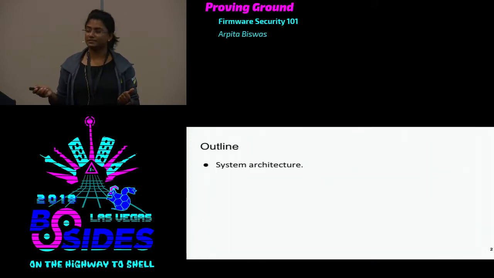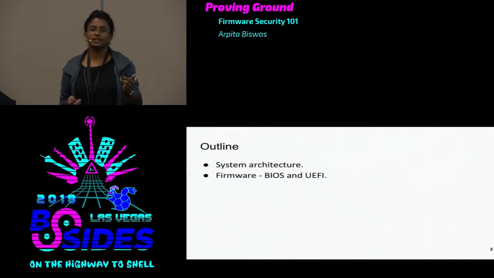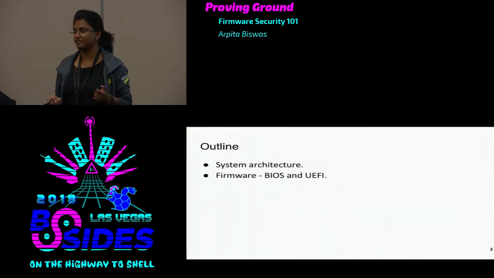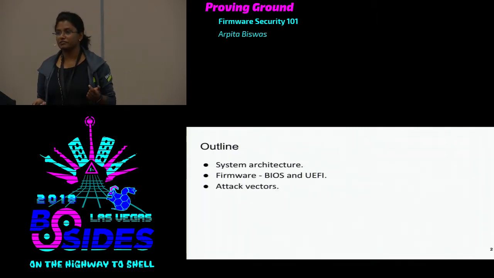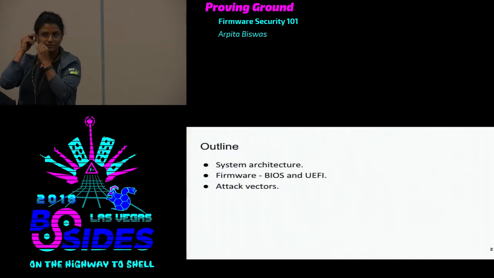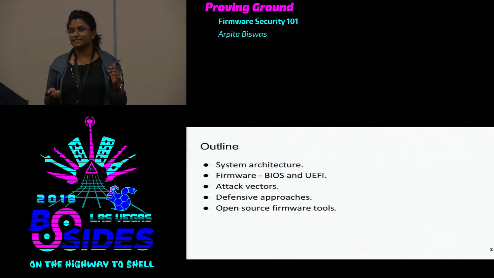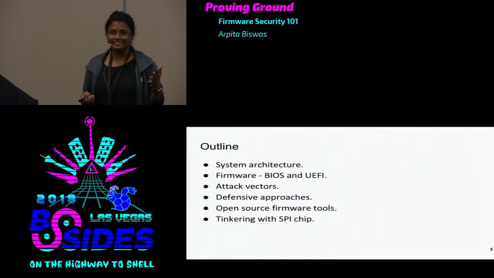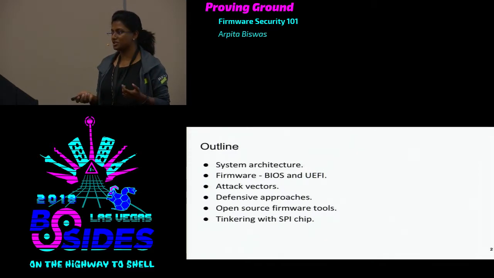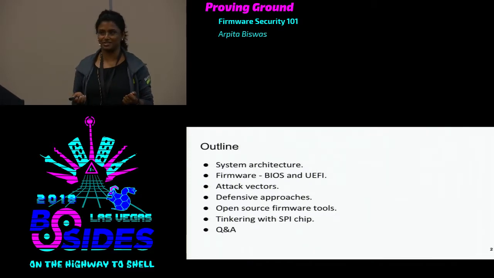First, I'll walk you through the outline. The system architecture. Where does firmware fit into this whole hardware-software land? Then we'll look at two common flavors of firmware. One is BIOS, and then the newer version that's UEFI. We'll look at a few attack vectors, how they attack. Having seen those, we'll look at the defense vectors. Then we'll go through a few open source tools that I found very handy. And finally, if you guys want to tinker with the SPI chip and try to read and write your own firmware, how would you do it? And then we'll open it up for discussions.